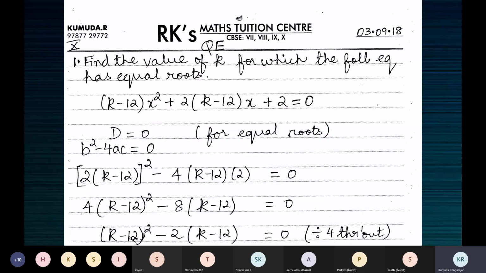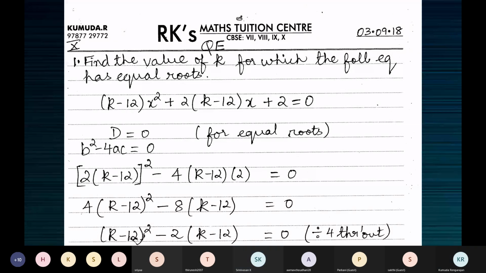What's the simplest way of proceeding? After the last step, which you can see on the screen, what can be the next step? Yes, tell me, children, what will be the next step, or what have you done? Ma'am, I took k minus 12 common, ma'am.